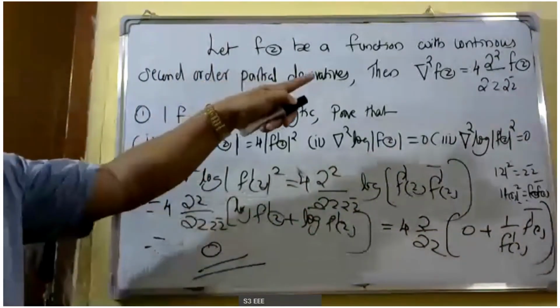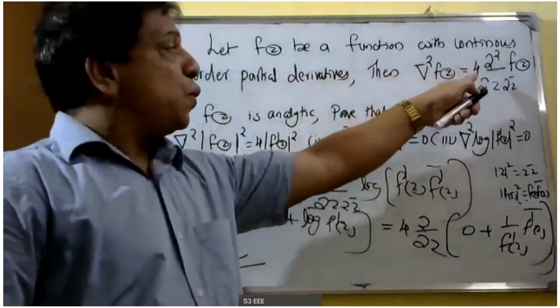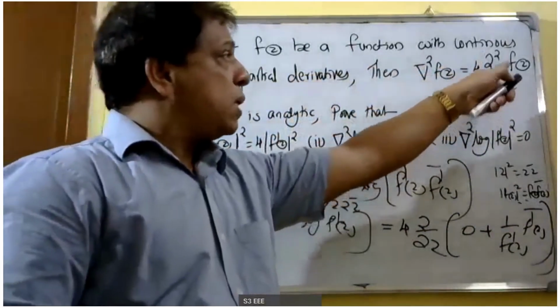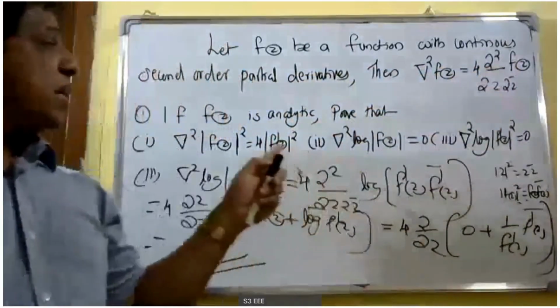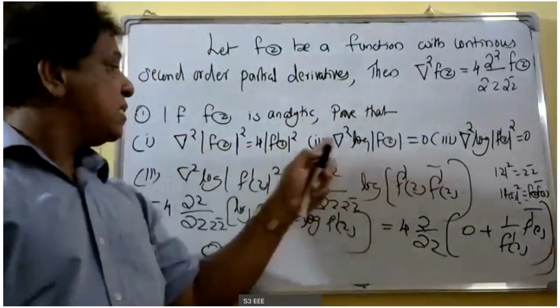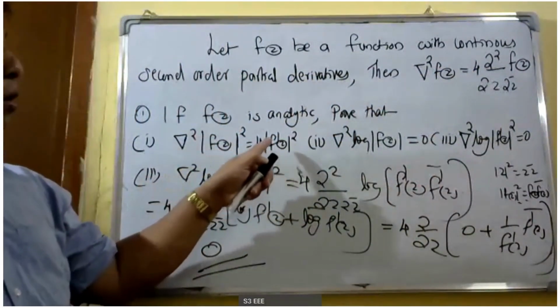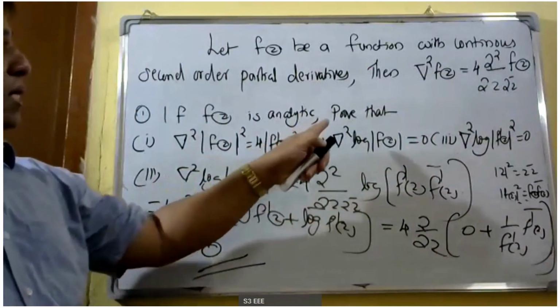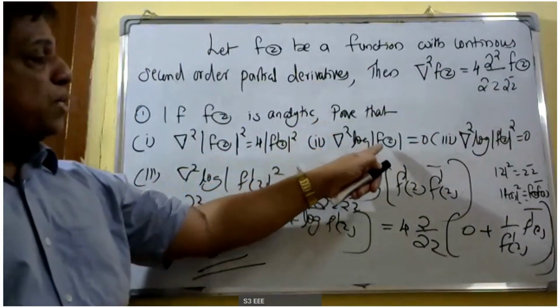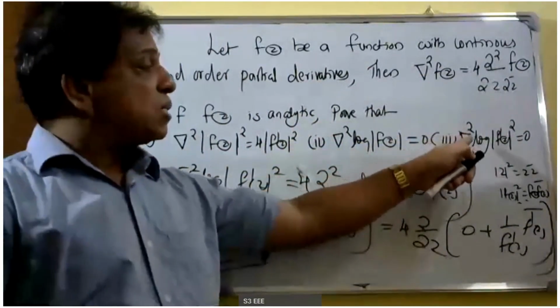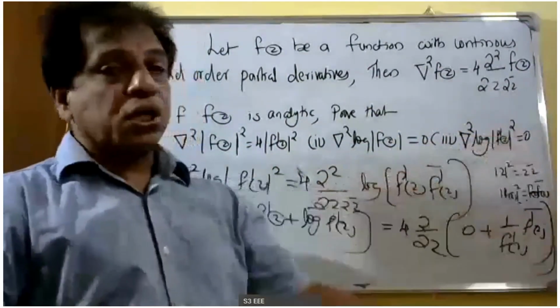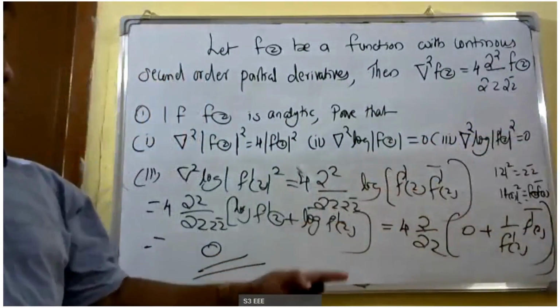Therefore, by using del square f(z) equal to 4 into dou square by dou z into dou z bar of f(z), we can verify these three results. First result: del square modulus f(z) whole square equal to 4 into modulus f dash z whole square. The second result: del square log mod f(z) equal to 0. Third result: del square log mod f dash z whole square equal to 0. That is the result.